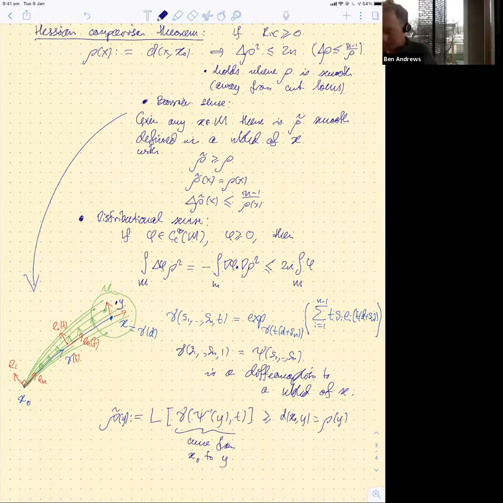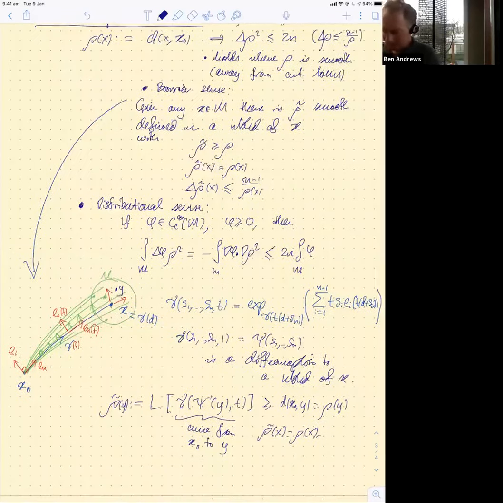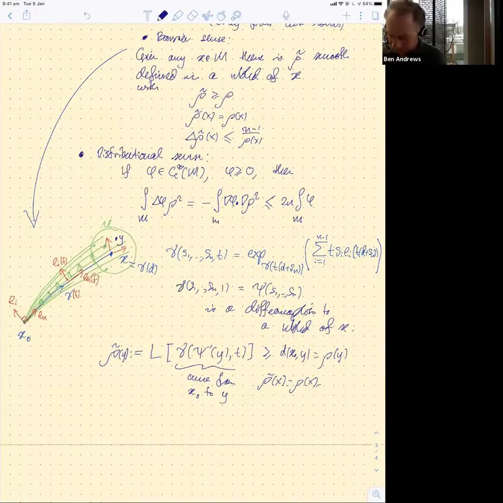And you can also see that when the S's are 0, which corresponds to hitting the point X, then the gamma is just our original gamma, so it's a minimizing geodesic, and so you have equality. So it's also easy to see that rho tilde of X is equal to rho of X. And the last thing we need to check is this inequality on the Laplacian of rho tilde, and that just comes from the second variation formula.